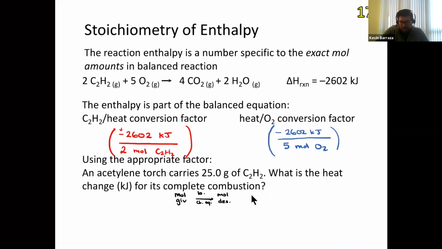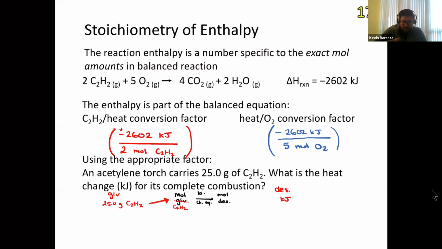Now, what do I desire? Well, this is the only time it's a little bit different. Instead of desiring a chemical, I actually desire the kilojoules. My given number is going to be 25.0 grams of C2H2. So now that I've written my numbers and my chemicals, I know that my given is C2H2. So I'm going to cross out the word given and write C2H2 in my flow chart there.